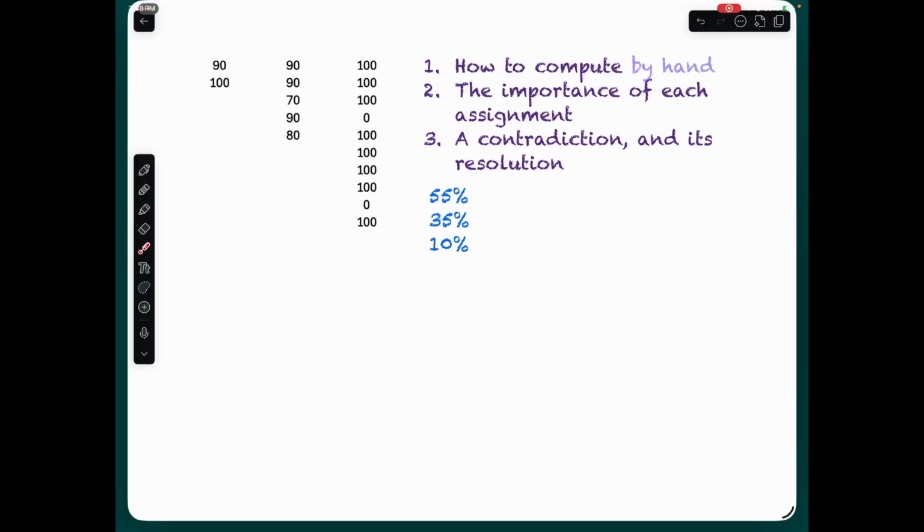And finally, I'm going to give you a contradiction that can arise if you're using a learning management system like Infinite Campus or PowerSchool or one of those.